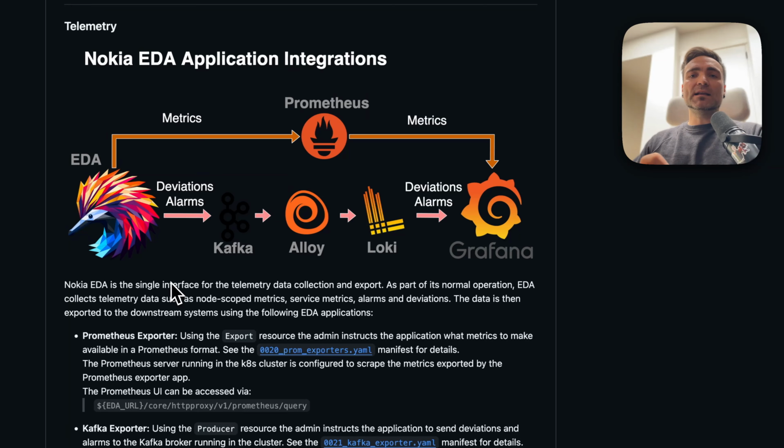For something that is not metrics in nature, meaning deviations and alarms, we use Kafka. So we can export arbitrary data to put it on a Kafka bus, and then from Kafka, Alloy can source this data in and put it into Loki so that we can have the alarms in the same UI, and you will see how it works.